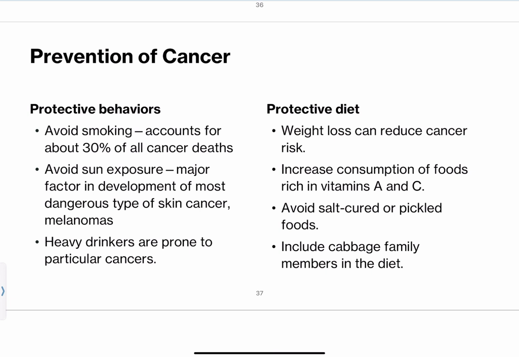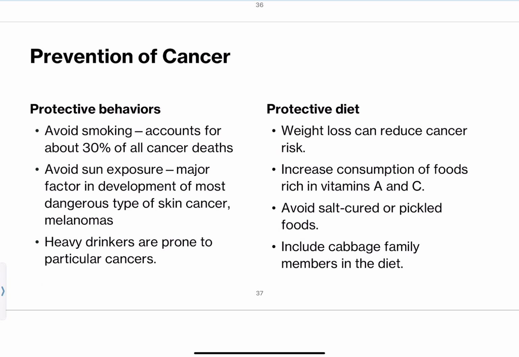So prevention is a big part when we're talking about cancer. There are some protective behaviors that can significantly reduce your risk. For example, not smoking is huge. Tobacco is responsible for roughly 30% of all cancer deaths. Other things like limiting sun exposure and using sunscreen can also help prevent skin cancers, especially melanomas, which are the most dangerous type. Drinking alcohol in moderation is also important, as heavy drinking is linked to several forms of cancer.